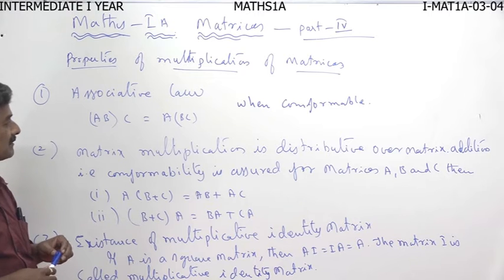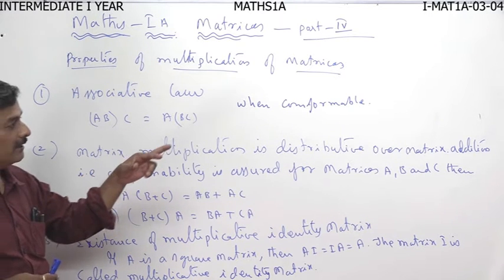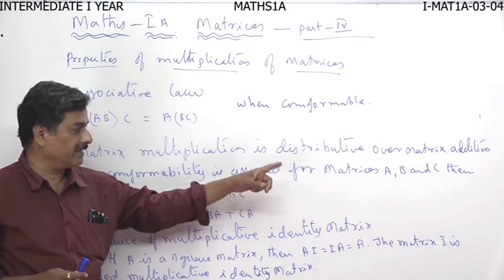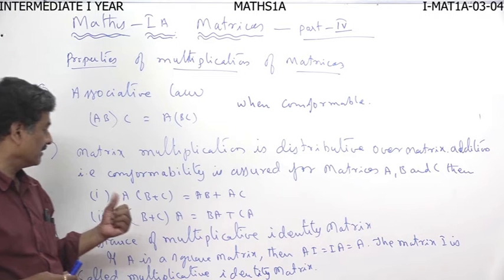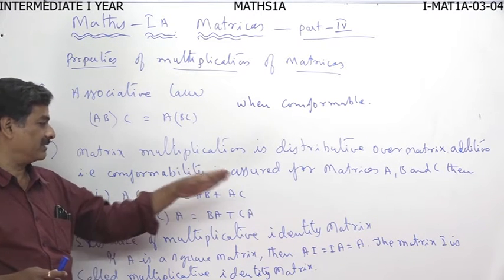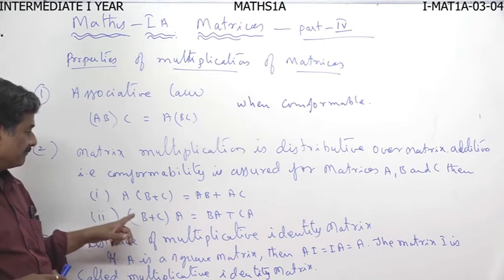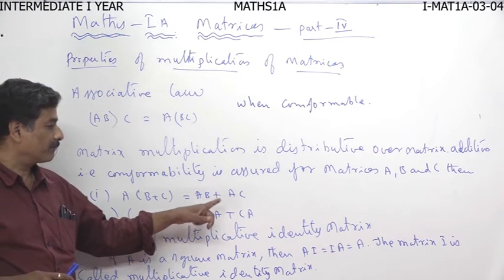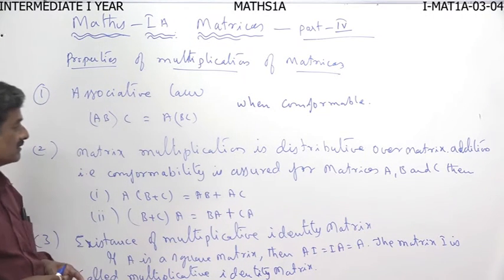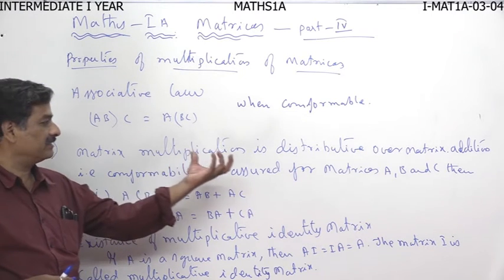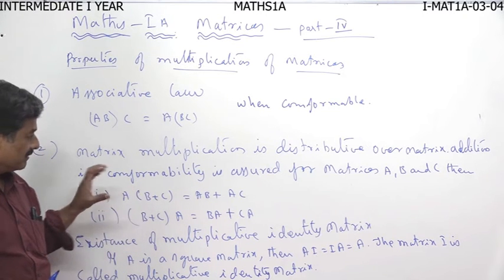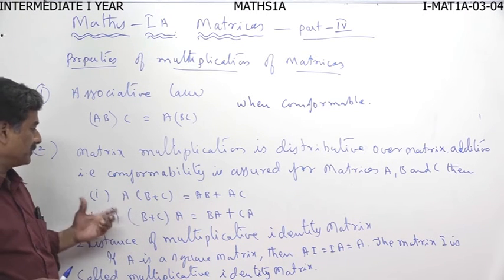Next, matrix multiplication is distributive over matrix addition. That is, if conformability is assured for matrices A, B and C, then A into (B plus C) is equal to AB plus AC. In other words, (B plus C) into A is BA plus CA. Under addition, matrix multiplication is distributive. This is a distributive law.